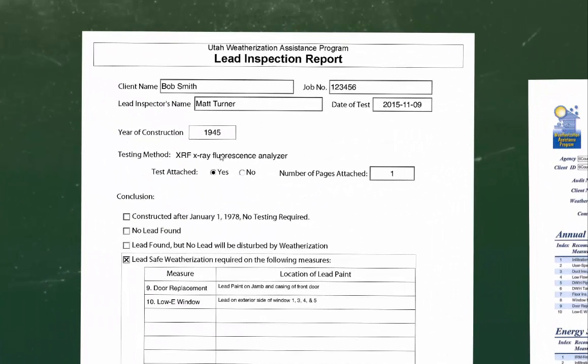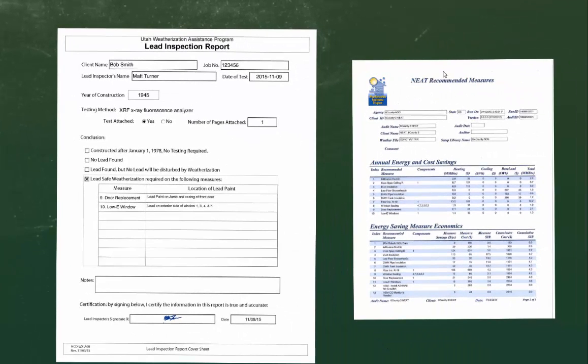Third example is when you found lead. So again, the age of the home, the number of pages attached, that you found lead, and then you're going to identify where you found that lead. The easiest way to do that is to look at your list of recommended measures and identify the measure number and name. So in this case, number 9, door replacement, and number 10, low E window. Those 2 measures have lead, and you are going to be replacing them, and this agency's method for replacing will definitely disturb the paint. So they are listed here, and they should include lead-safe weatherization practices.